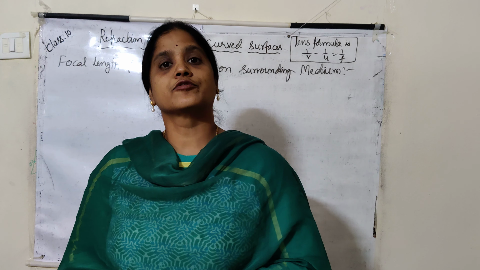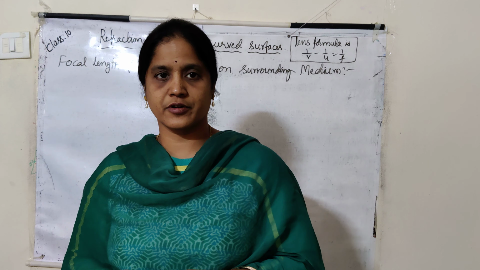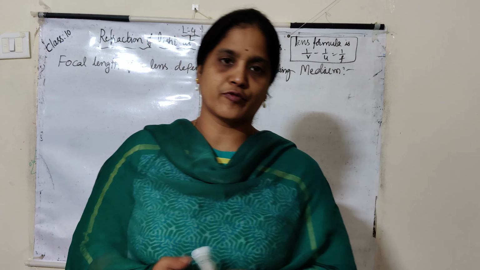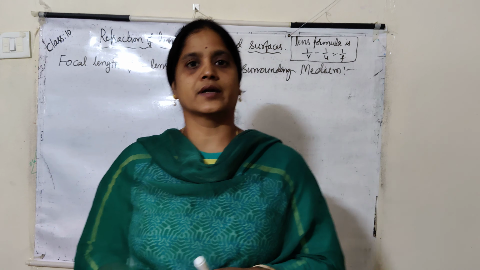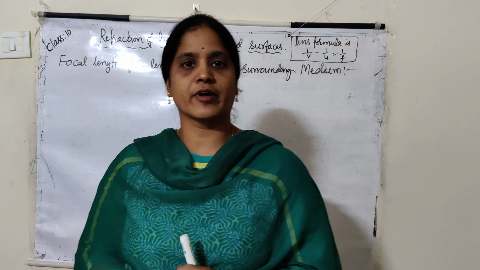In the previous video we discussed one formula, that is to find the focal length or image distance or object distance. They will give any two values, u and v, and ask to find the focal length, or otherwise they will give the focal length and the image distance and ask to find the object distance. So we have a relation between u, v and f for the lens, and here we have the formula.